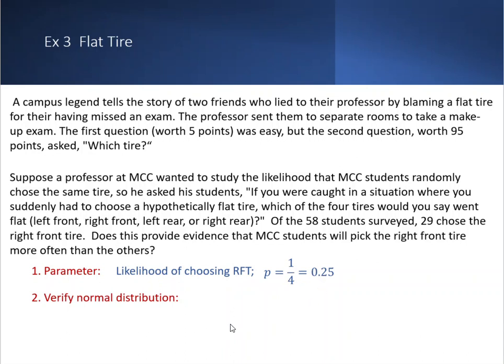Now, verify our normal distribution. We've seen this before. We want to take our sample size, multiply it times p, and then 1 minus p, and you find out that that ends up being greater than or equal to 10.